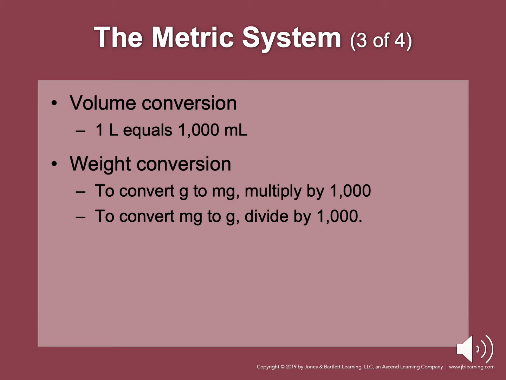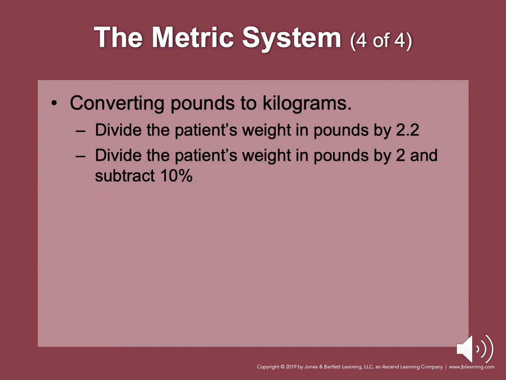Convert pounds to kilograms. All right. Divide the patient's weight in pounds by 2.2. Or you can divide the patient's weight in pounds by 2 and subtract 10%. Okay, so basically you've got a 50-pound patient. To get from pounds to kilograms, you want to divide that by 2.2. So 50 divided by 2.2 is 22.727.